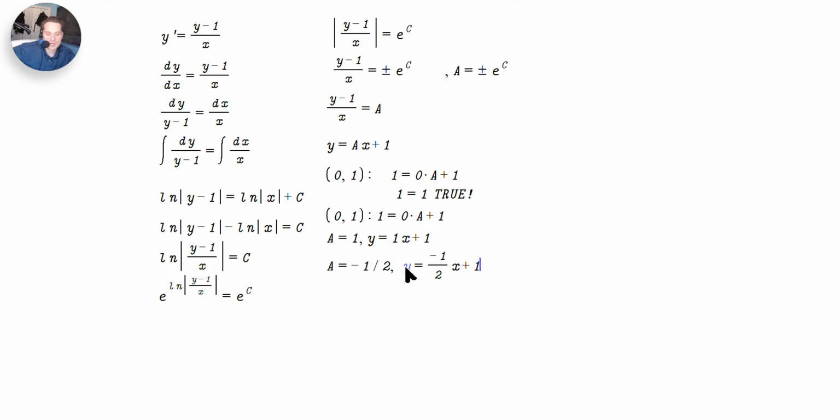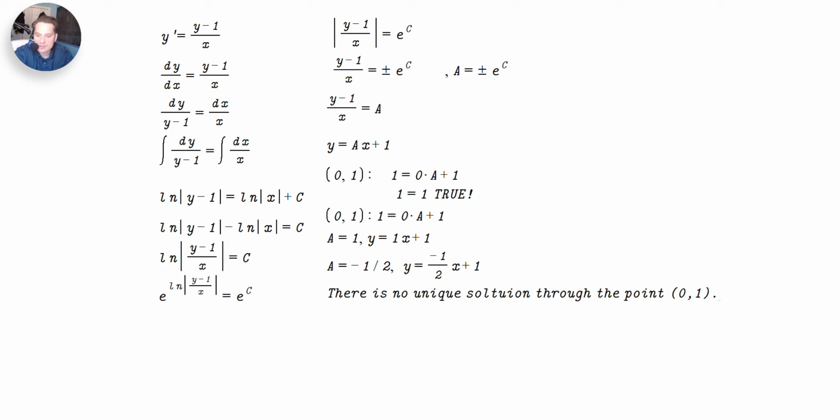And when y is 1, you would end up with 1 being equal to 1. You see, it also works in the case of negative 1/2. In fact, you can repeat this for any value of a. Because of that, you can say there is no unique solution through the point 0, 1.